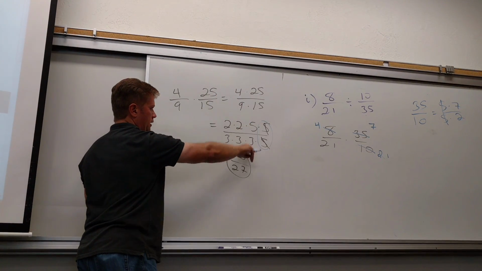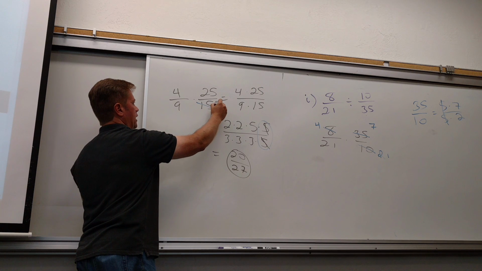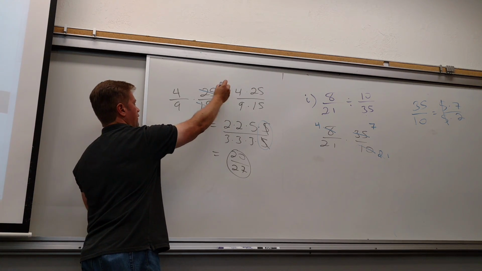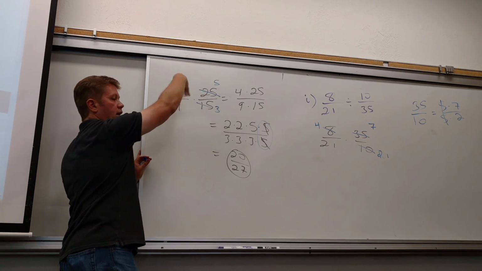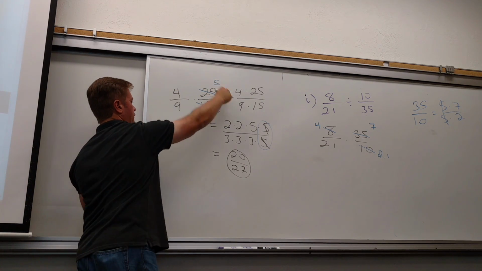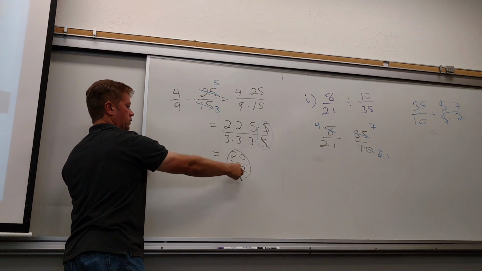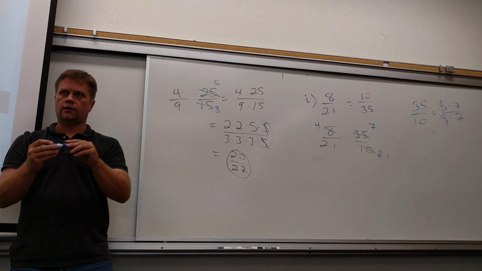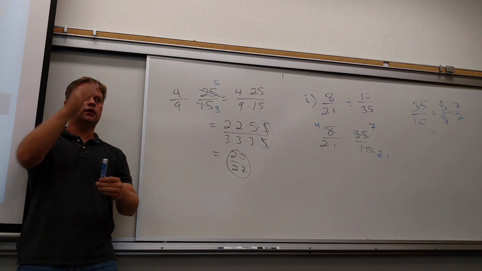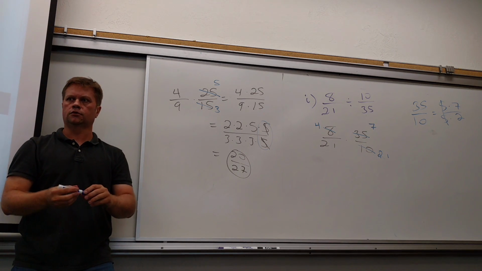So instead of doing all of this, I'm just going to say, let me just kill the 5, and I would be left with 3. Let me just kill the 5, I'd be left with 5. Nothing else cancels anywhere. 4 times 5 is 20. 9 times 3 is 27. So that is what we're doing. We're trying to kill the common factors.